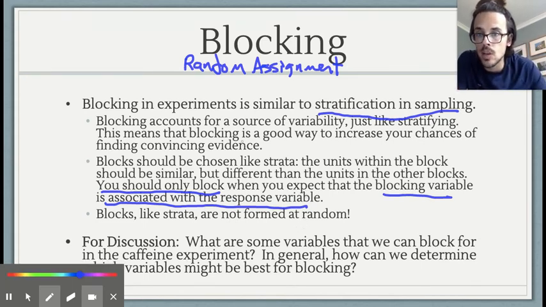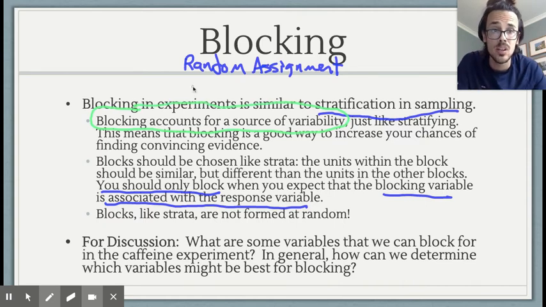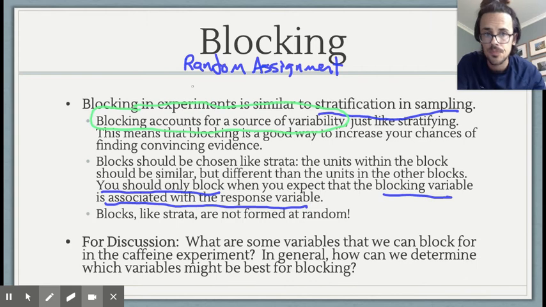There's one other phrase that's super important. I want you to put a star by it in your notes. I said it out loud earlier, but now it's actually here for you guys. Blocking accounts for a source of variability in your data. The math class you're in is going to be a source of variability in how much you improve. Blocking balances it out and makes sure that you're comparing apples to apples.